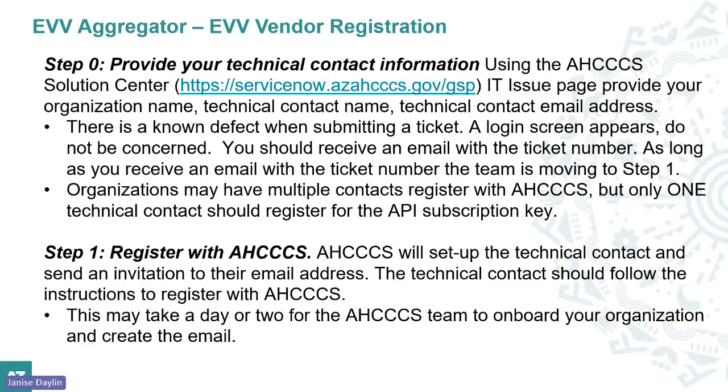Then we move to step 1, and there is a Word document or a PDF document that has these instructions in it, and we'll again get that out after this meeting as well, to register within Access. So once you have that technical contact set up with us, you're going to get this email from Access, and you have to just follow the instructions to accept their invite to be included in their network. Again, this can take that day or two for the team to onboard your organization and create the email.